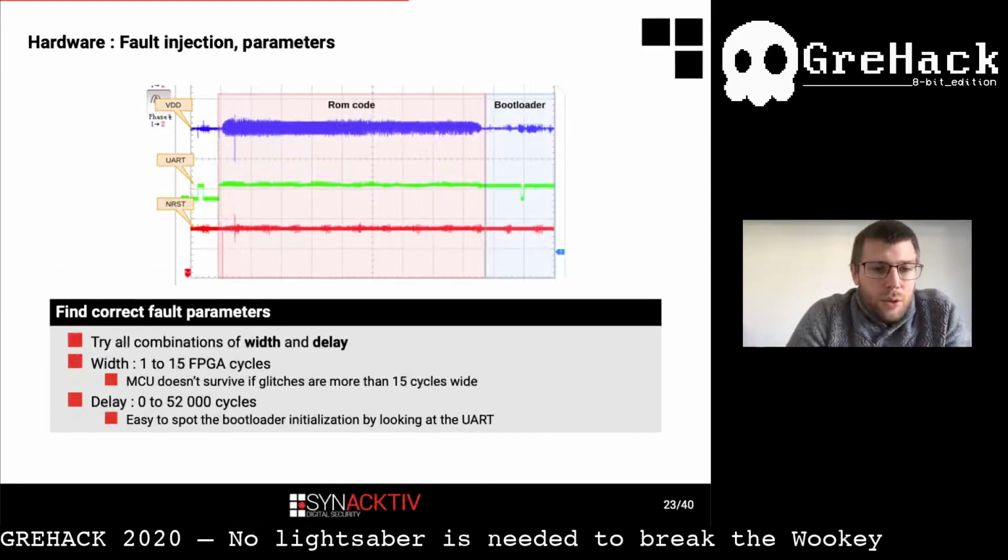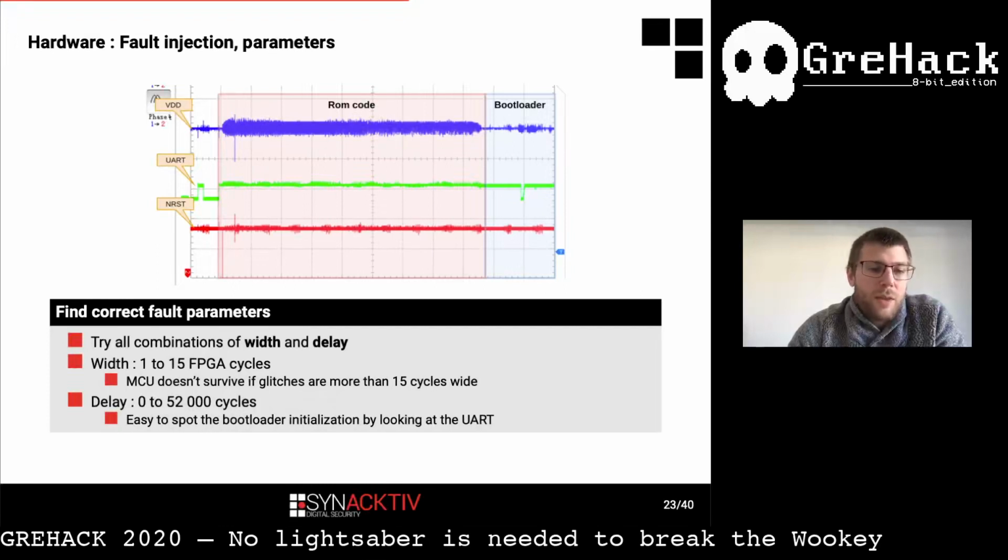For the attack, we need to know the good parameters. To find them, we tried all the values in a specific range. If we try to do a power pulse larger than 15 FPGA cycles, then the MCU always crashes. So we choose the range 1 to 15.